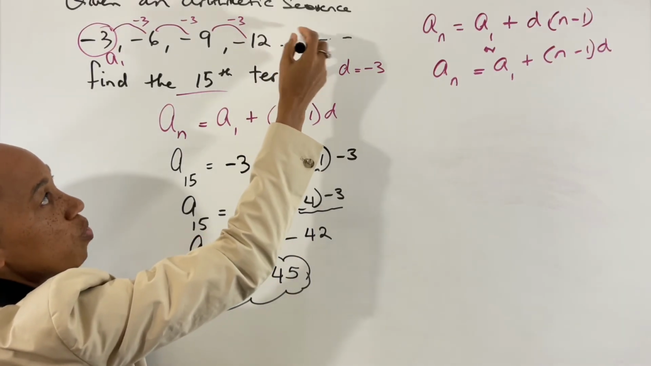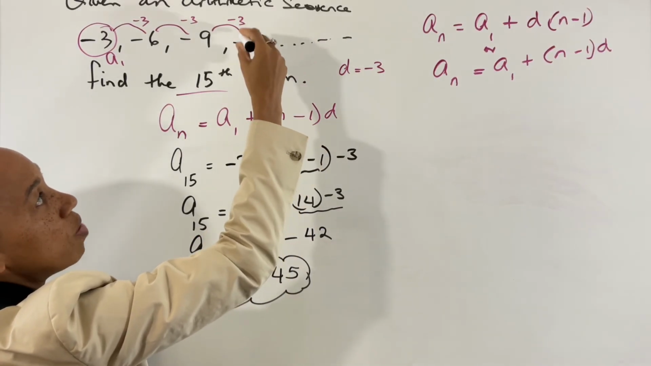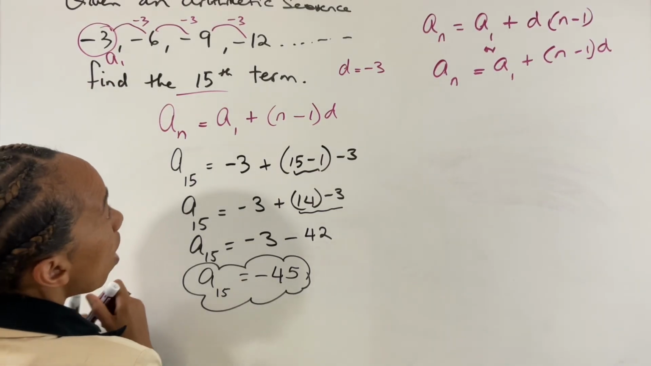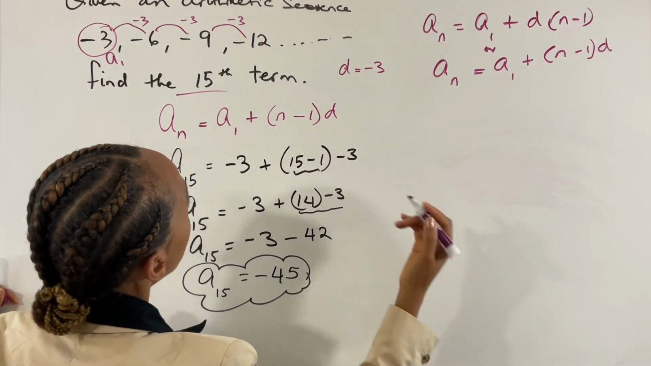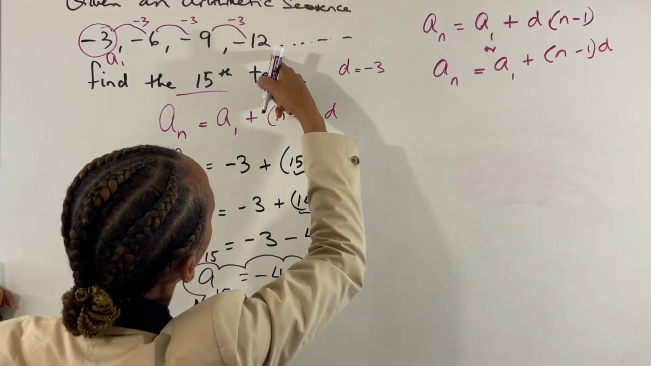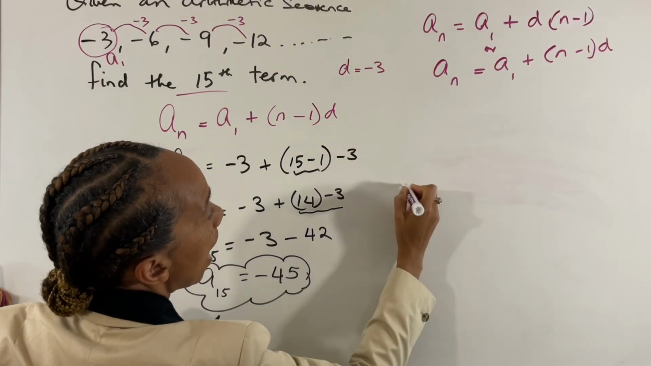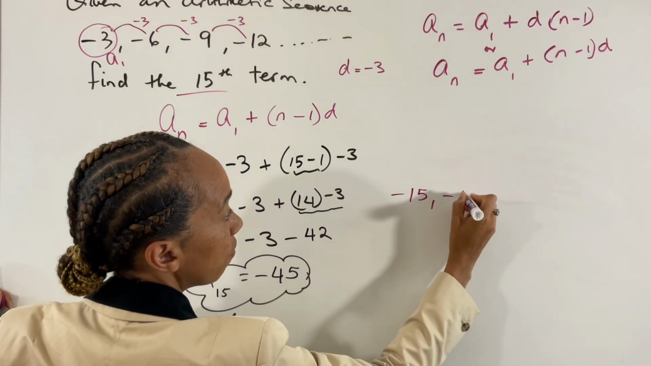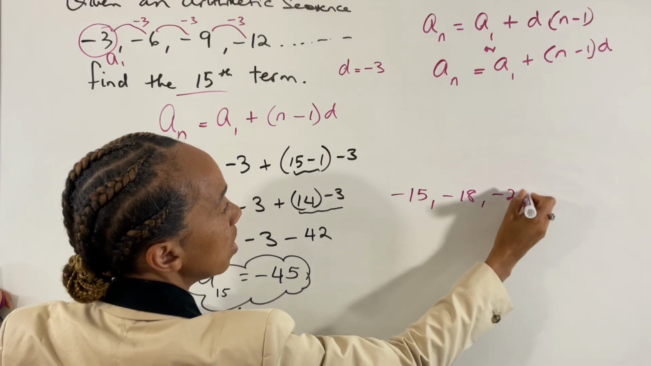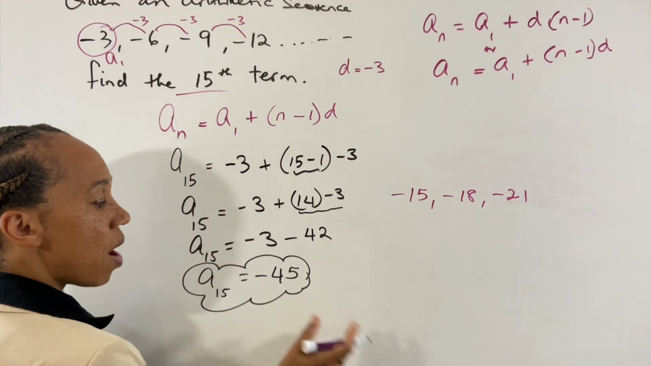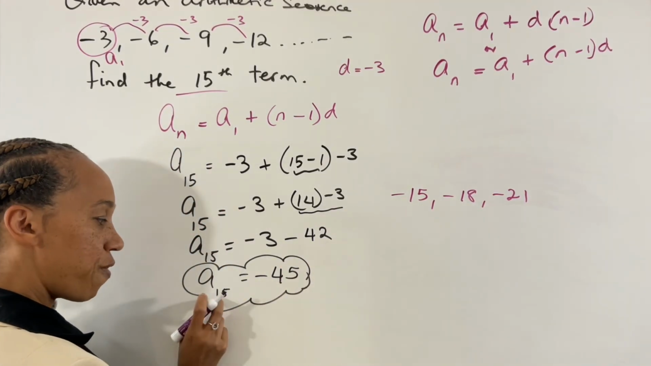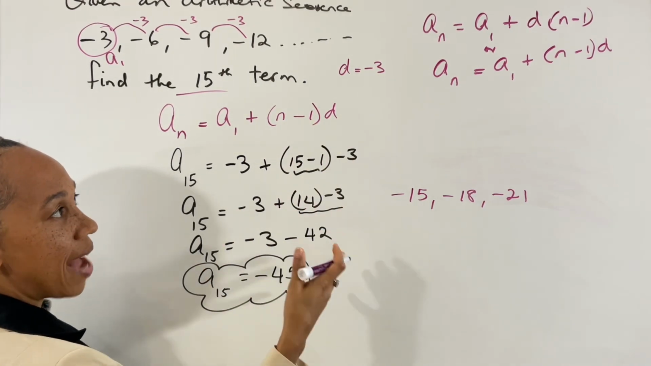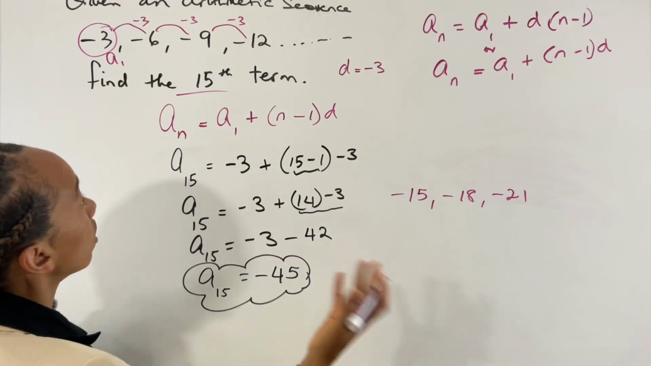You can continue with the flow and know that the next one will be the next term after -12, because you're going down by 3. Because you're going down by -3, after -12 would be -15, -18, -21, and you keep going. But obviously we are not going to list all of the 15 terms here. The easiest way is to use your formula to arrive at the answer that is asked of you.